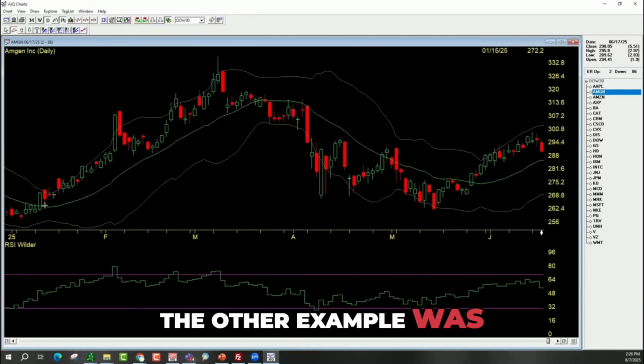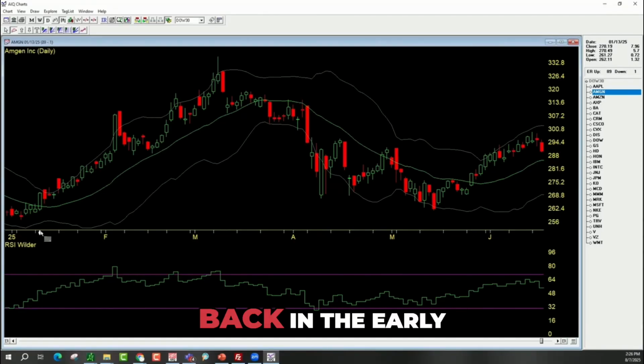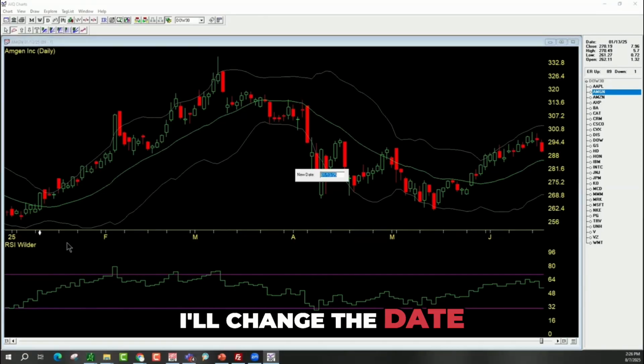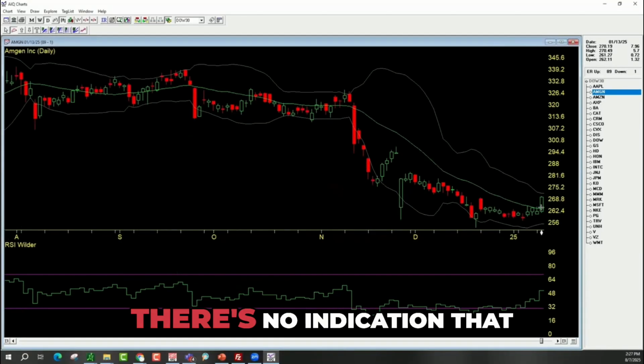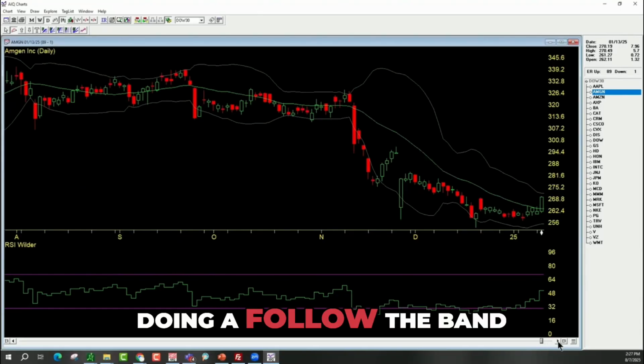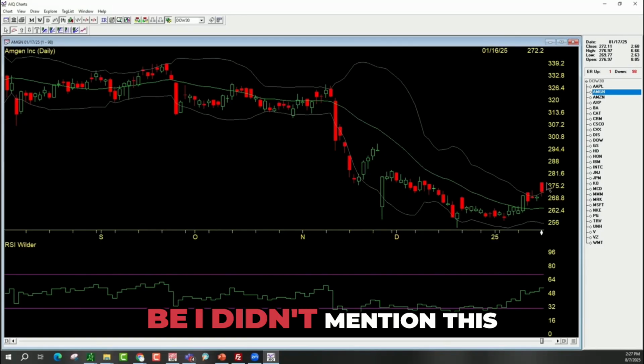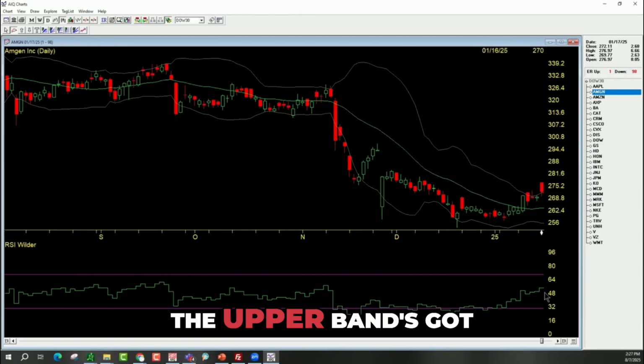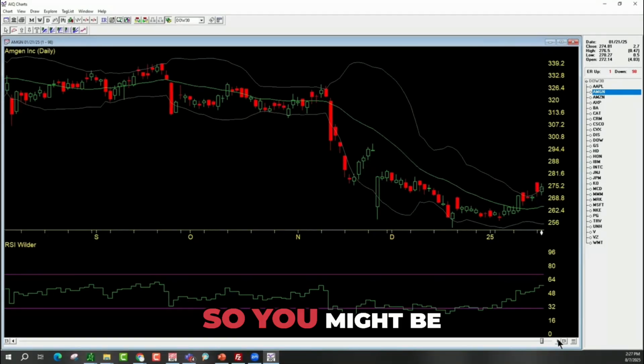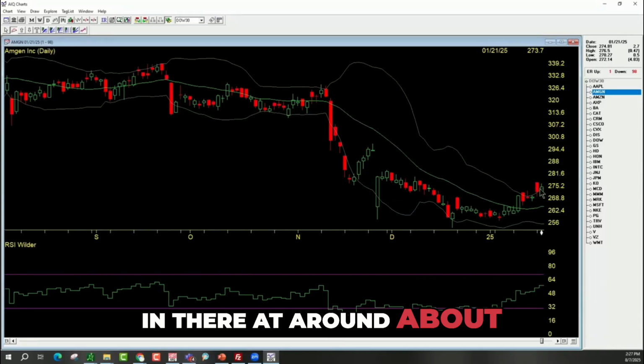The other example was over here on Amgen. I like this one back in the early part of the year. Change the date over there so we can see this. Right here, there's no indication that we're going to be doing a follow the band, but then we get 1, 2, 3. And again, the band, remember, I didn't mention this, the band's got to be going up. The upper band's got to be going up for this to work. So you might be in there at around about 273.